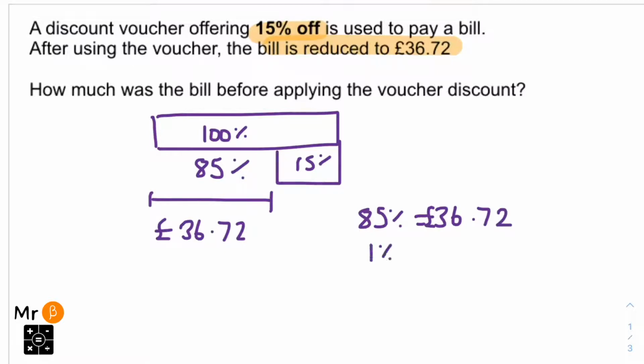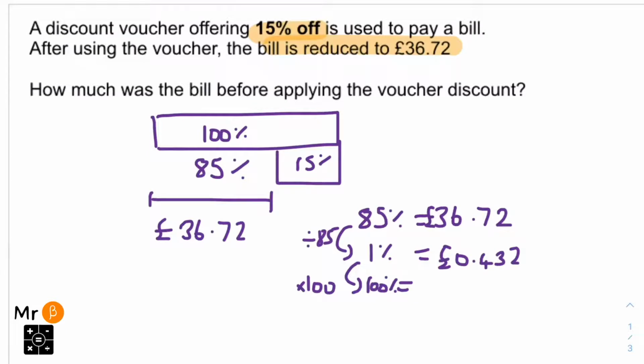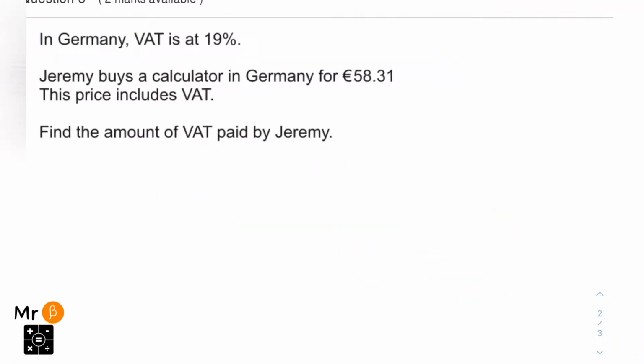We again work out 1% by dividing by 85, so that is equal to 0.432. We're then going to multiply by 100 to get our 100% and our original price of the bill. So then that is equal to £43.20. Question 5. We're told that the price of a calculator, including that VAT, is £58.31, and it wants to know the amount of VAT paid.